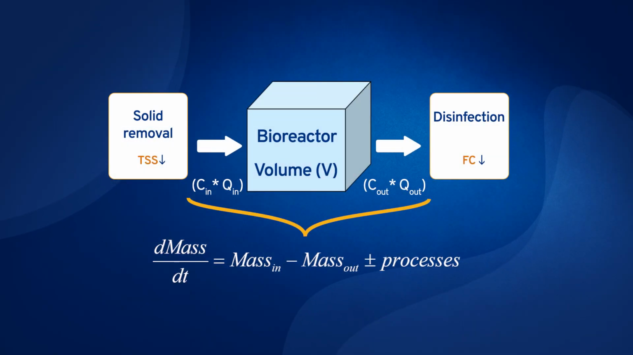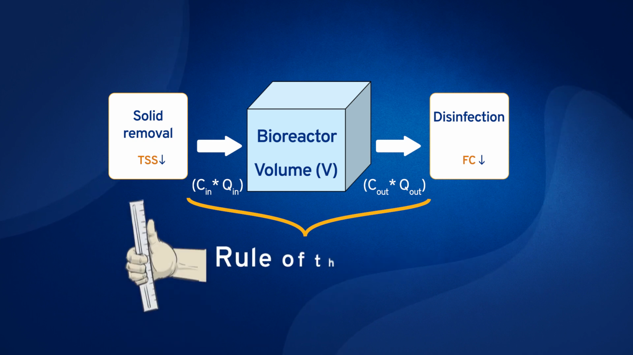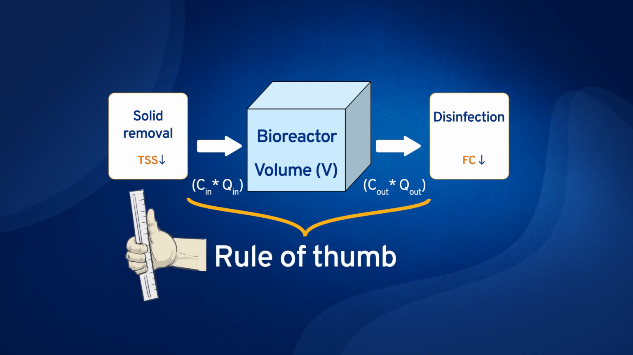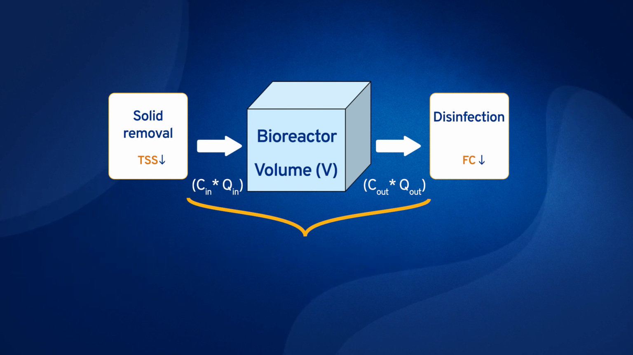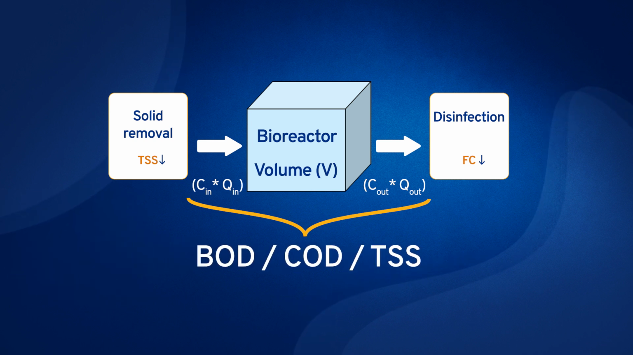Interestingly, for on-site wastewater treatment, much is still based on experience and rules of thumb. For on-site treatment of domestic wastewater, we typically choose either BOD, COD, or TSS as the design parameter. In the next presentation, we will describe typical on-site treatment systems.